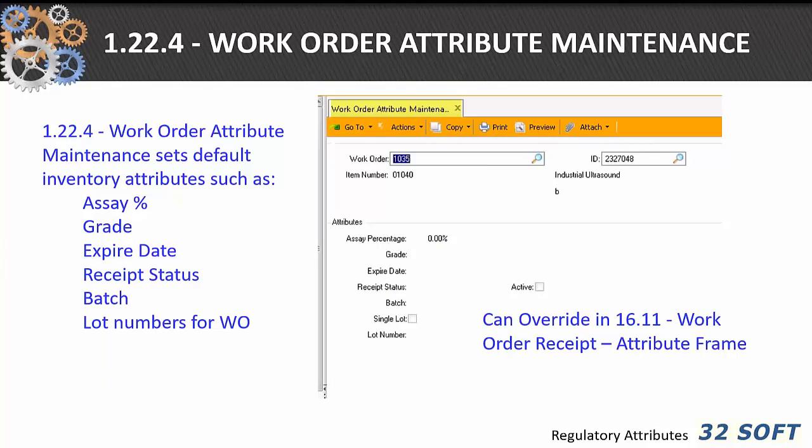1.22.4 is where you can set the defaults for your work order attribute maintenance. That, if any of you, again, are familiar with the 1611, the work order receipt file, that's where you set your attributes. You can override those defaults.